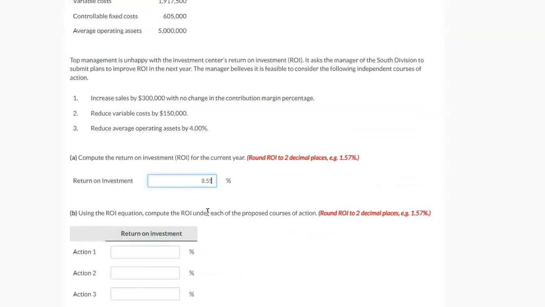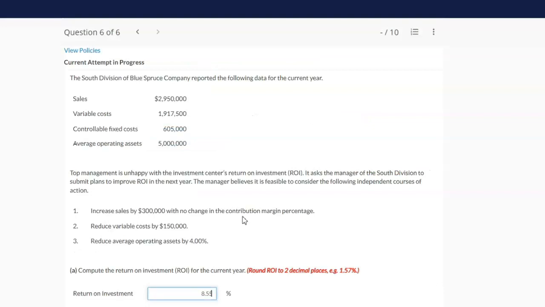Using the ROI equation, compute ROI under each of the proposed courses of action. Increase sales by 300. Now you have to get the contribution margin percentage. Sales minus variable cost gives me the contribution margin. Take that as a percentage of sales, then add 300 to the sales and take that percentage to give you the new contribution margin. Then subtract controllable fixed costs to give you the new controllable margin.